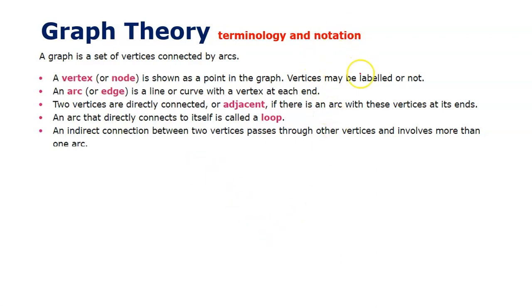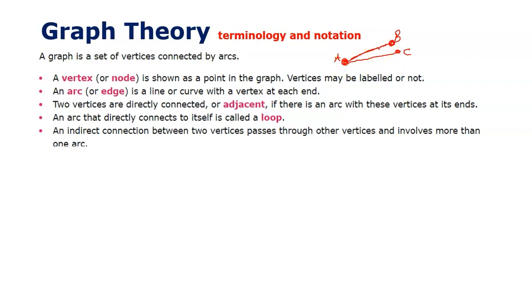Basically, that's a posh way of saying that if I've got a point over here, A, and I've got a point over here, B, if they are joined by an arc, then they're adjacent. If I have one which is close, but they're not joined, they are not. B and C are not adjacent. A and C are adjacent, but B and C are not.